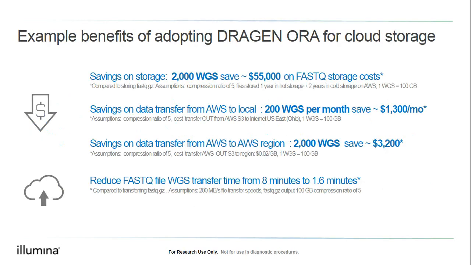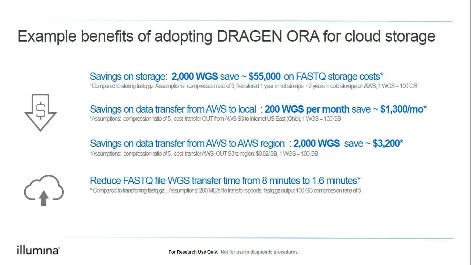Here are some example benefits of adopting DRAGEN ORA for cloud storage. So if you have 2,000 whole human genomes, we are estimating that you would save about $55,000 on FASTQ storage costs. The assumptions here are we are comparing against FASTQ.gz. The compression ratio is 5, and files are stored for 1 year in hot storage and 2 years in cold storage.